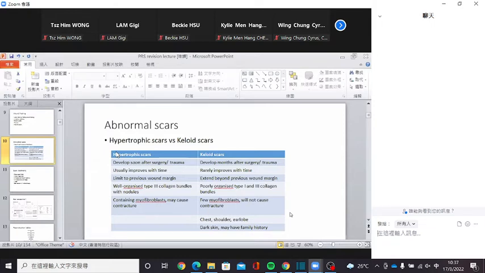Hypertrophic scars usually improve with time, what we call scar maturation, but for keloid scars, they will never regress. And the margin of a hypertrophic scar will be limited to the initial injury or surgery, while for keloid, they will extend beyond the wound margin. And for the collagen component, for hypertrophic scar, they are well-organized type 3 collagen bundles. And for keloid scar, they are poorly organized type 1 and 3 collagen. And hypertrophic scar contains myofibroblasts and causes the contraction of the scar.